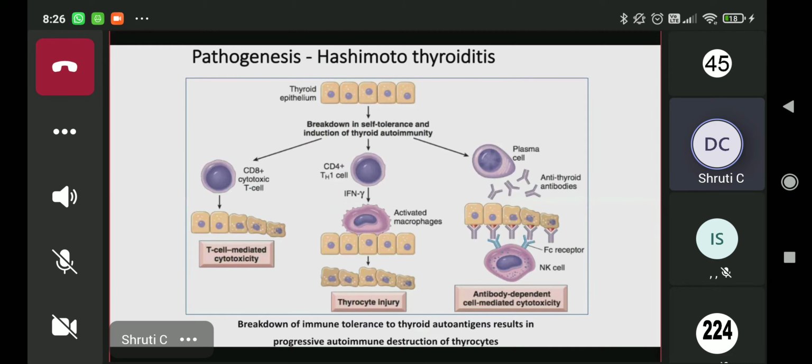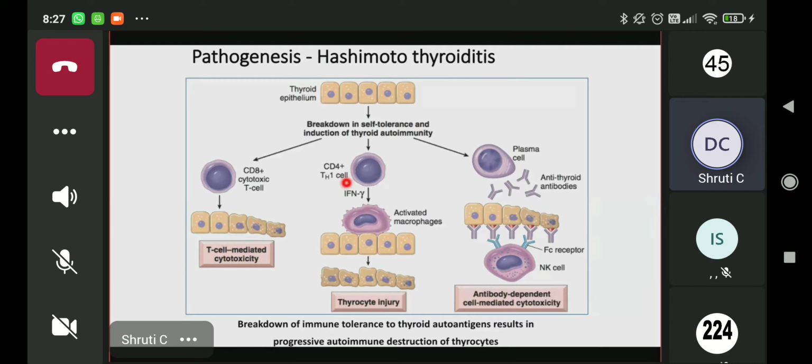What is the pathogenesis? Let's see. So basically, there is a breakdown in self tolerance, and therefore there is induction of thyroid autoimmunity. So what happens is that mutation occurs in these genes, and these genes are the negative regulators of T cell responses. So the negative regulation of these T cell responses breaks down.